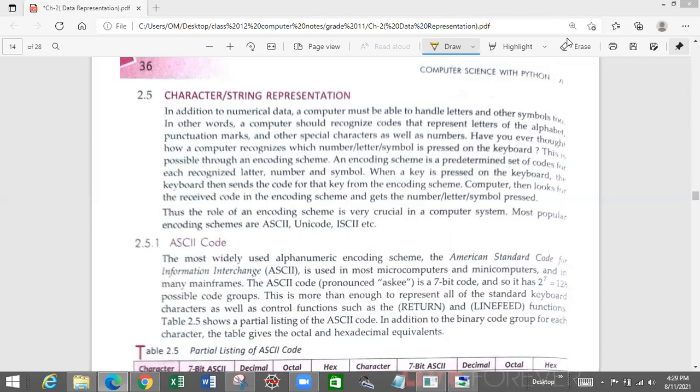Whenever a key is pressed on the keyboard, it sends the code of the key according to the encoding scheme. When you are typing, suppose you are using word processor software and you keep on typing different things, but the computer does not send the same data. When you type A, the computer sends a signal 65, which is the hexadecimal code for A.